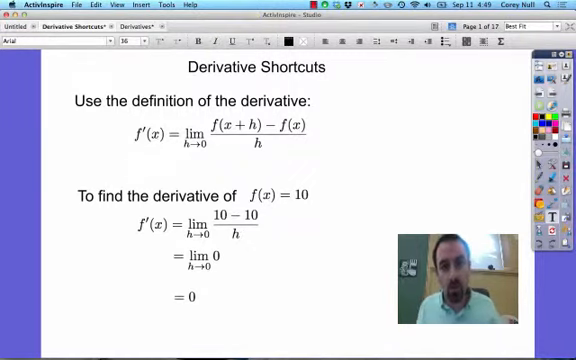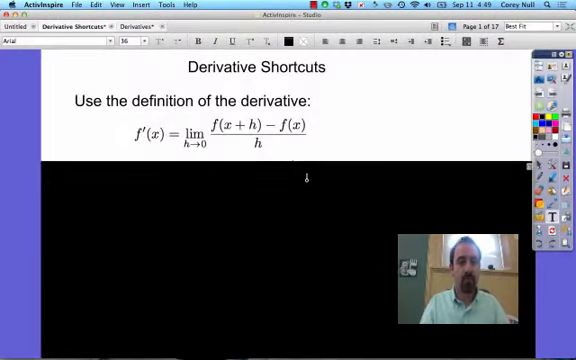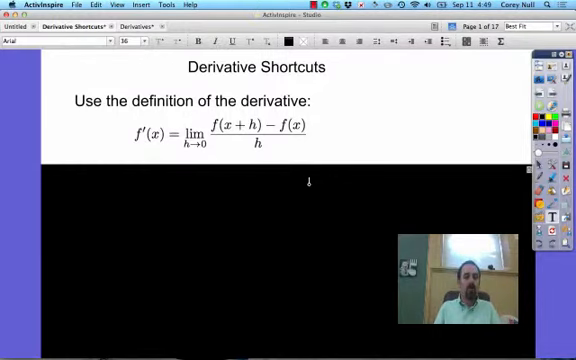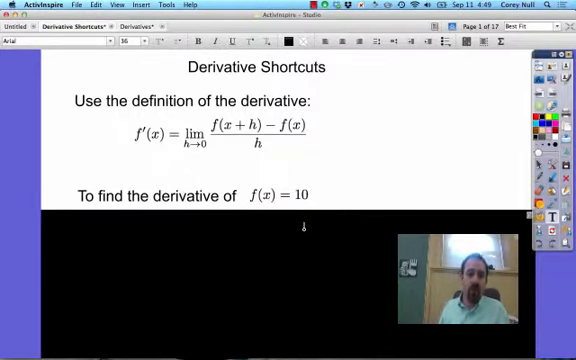All right, welcome to our derivative shortcuts lesson. So we're going to use the definition of the derivative here to prove a few things. First of all, we're going to use the definition of the derivative, f prime of x equaling this limit, to find the derivative of f of x equaling 10.